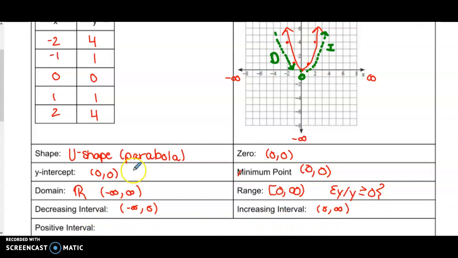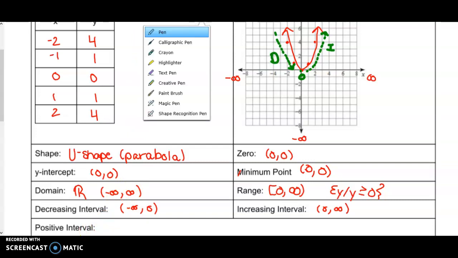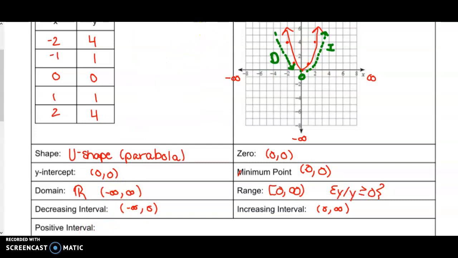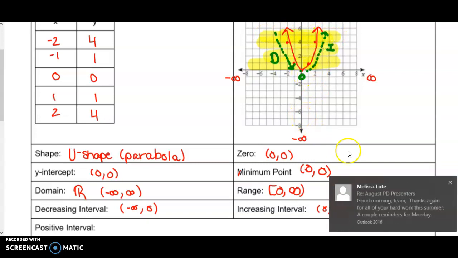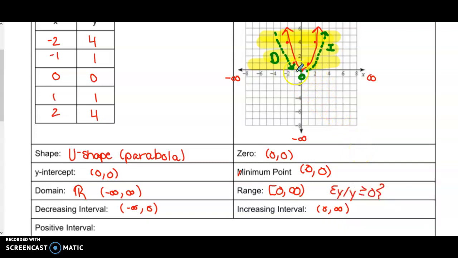All right, positive interval. Positive is where your y values are positive. So that's above the x-axis. So everything above the x-axis would be positive. I did not want to do that. Erase. All right, so this whole entire graph, except for the point right here at 0, is above the x-axis. So remember 0, everything on here has a y value of 0, which is not positive nor negative.